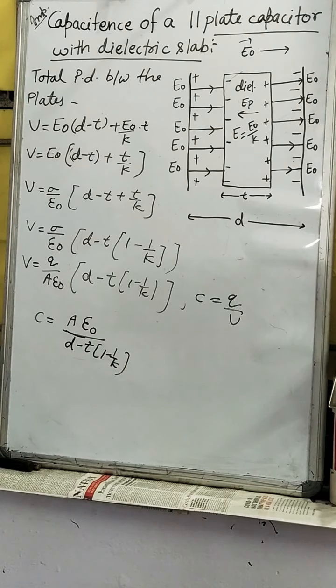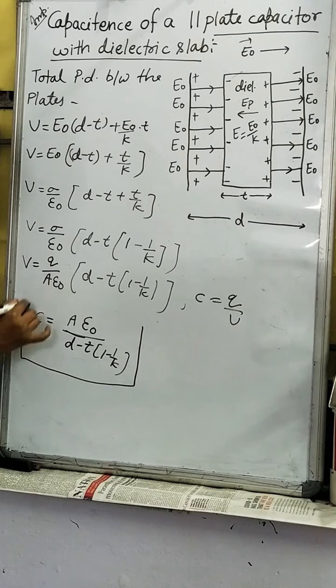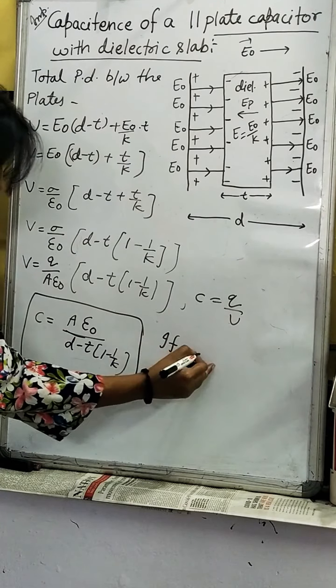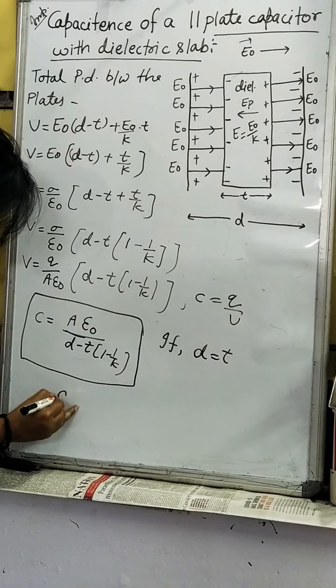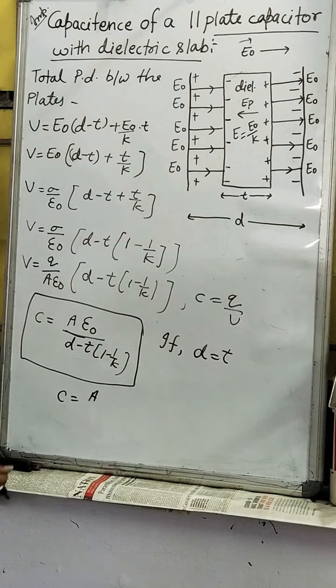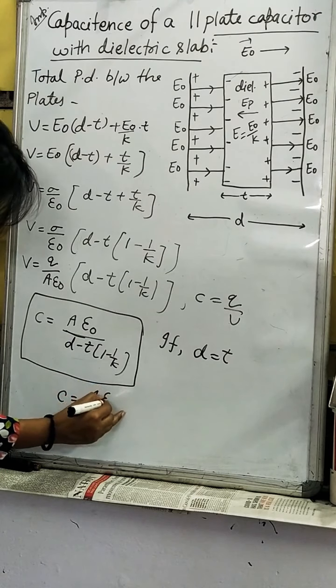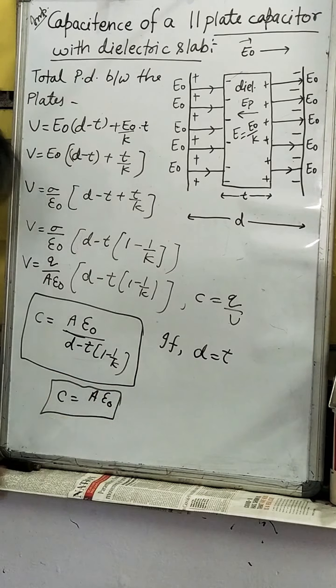Or we can do one more thing here. If d equals t, then what will be C? C equals A epsilon naught upon... That will be the formula for the capacitance of a parallel plate capacitor.